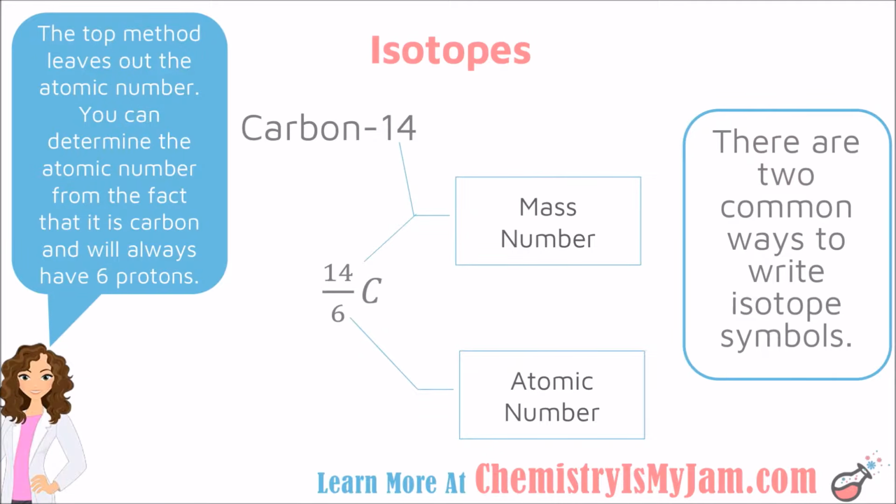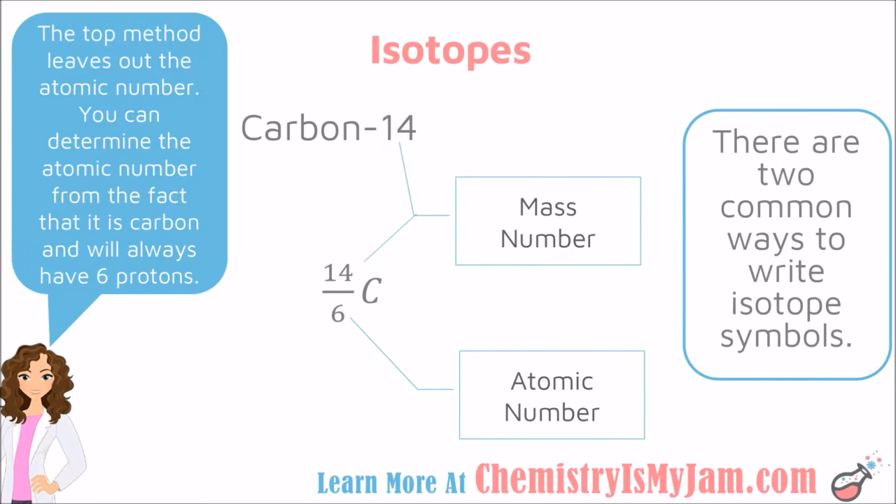Another way that we can write that is to use the symbol for carbon, so that would be a C, and then I would put the atomic number on the bottom. You can find that on the periodic table, and it is the number of protons. And then on the top, I have the mass number, the number of protons plus neutrons for that particular isotope of carbon.